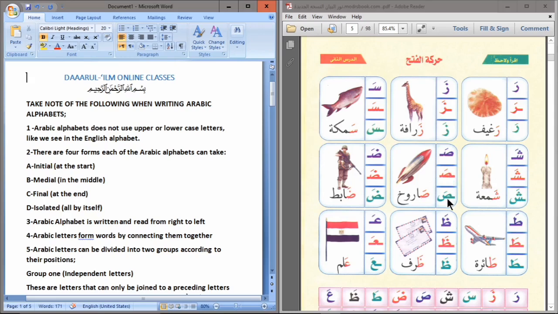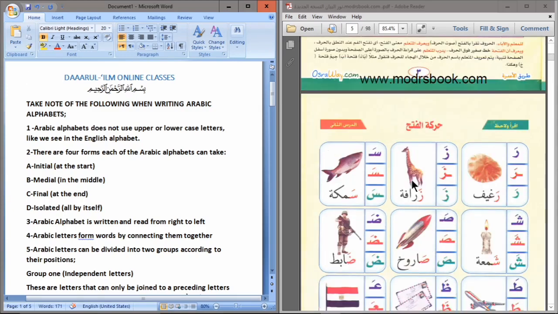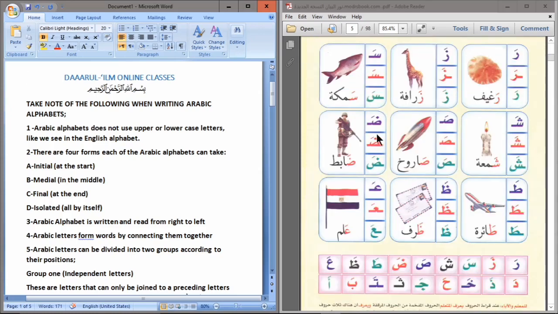So if you intend writing any of all these, be it at the beginning or at the middle or at the end, you need to master all of these, how they are being written at the beginning and how they are being written at the middle and how they are being written at the end. So this is letter Dod at the beginning, how it is being written, and letter Dod in the middle, how it is being written, and letter Dod at the end. And this is Taw at the beginning.